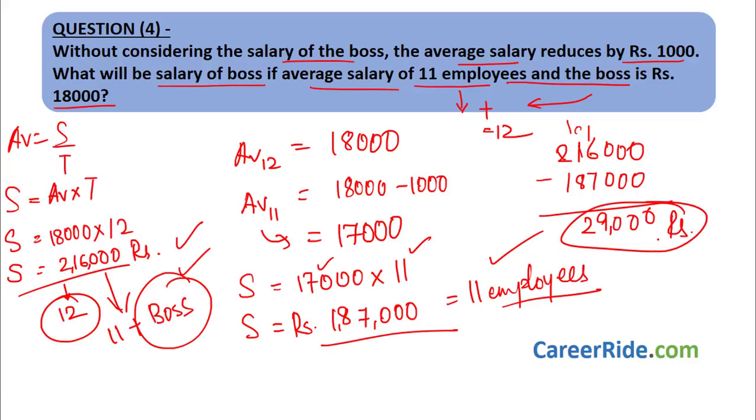See how the total sum concept was used to solve this numerical which had nothing in it, only the average and the total number of observations were given. We used the total sum concept and solved the sum.